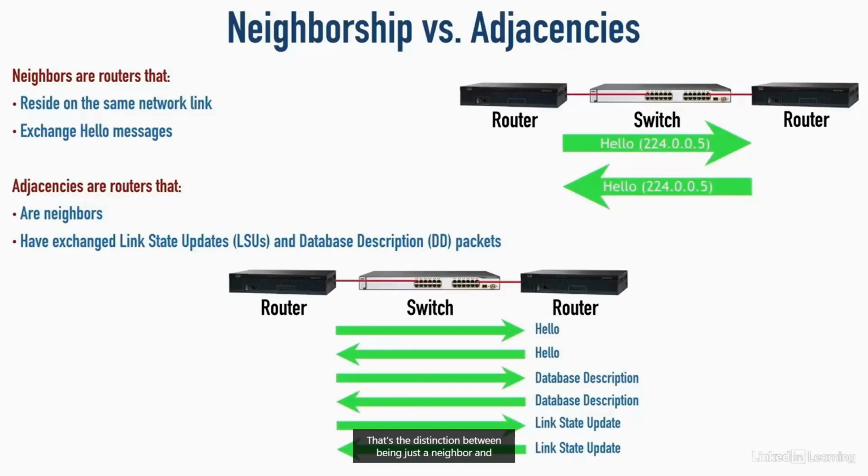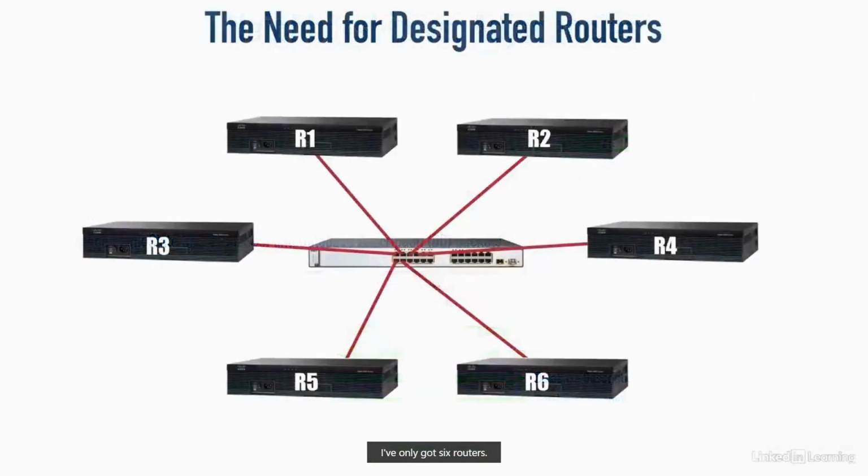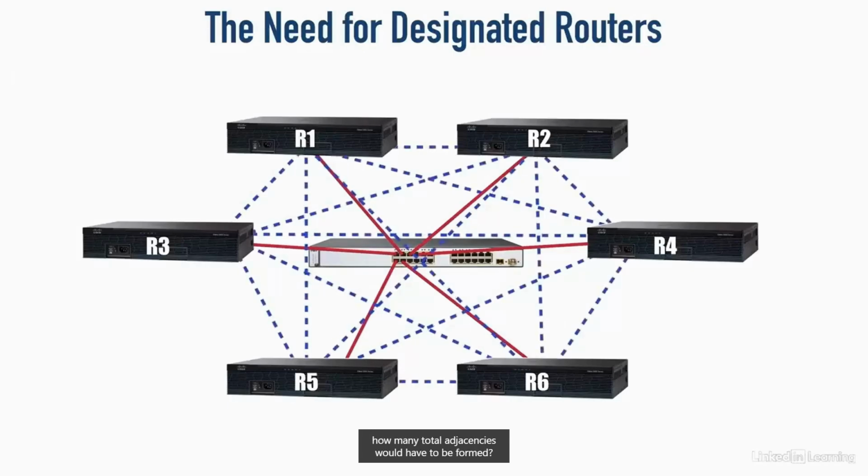That's the distinction between being just a neighbor and being an adjacency, which kind of begs the question, why wouldn't we want everybody to be adjacent to one another on a network? It seems like it's better. We're exchanging more information. Well, the reason is scalability. Consider this. Here, I've only got 6 routers, but just to make the point, let's say that every router on screen, they all have an interface on the same subnet. If they were adjacent with one another, how many total adjacencies would have to be formed?